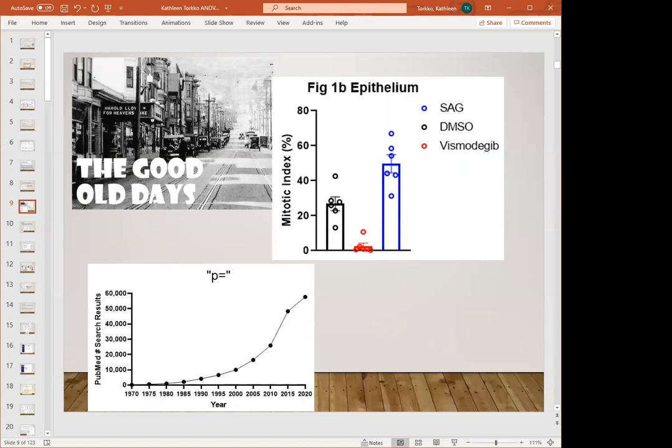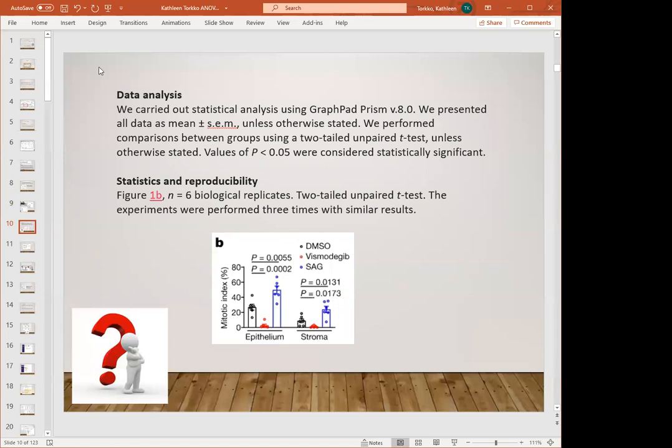But in some cases, I think maybe the good old days were just as good, but we do require statistical analyses, and we'll go on how to do this ANOVA. So here is from their data analysis, where they said they carried out statistical analysis using GraphPad Prism. Okay, I had already figured that out by their graph. We presented all data as mean plus standard error of the mean, and that's another lecture.